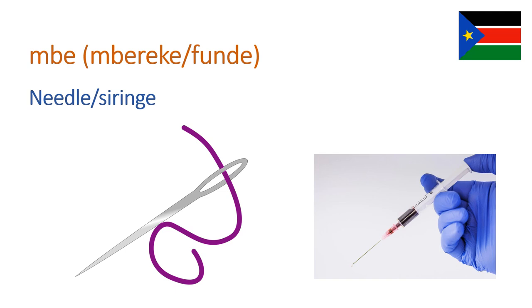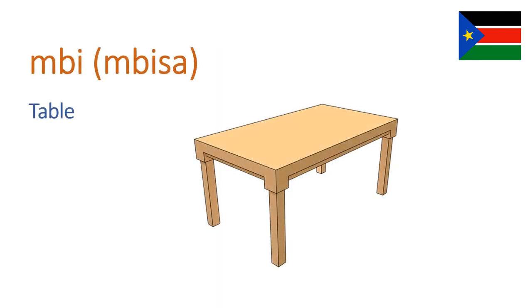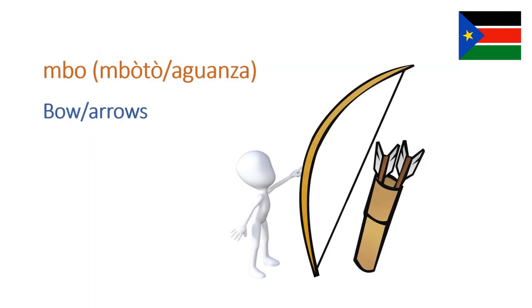Mbe, mbereke, that is the word for a needle, and sometimes we use the word mbereke also for syringe. We exchange each one of them, mbereke for syringe, mbereke for a needle, but actually the real name for syringe is funde. Mbi, mbisa, a table. Mbo, mboto, that is a bow. And the arrows are agwanza, mboto na agwanza, a bow and arrows.